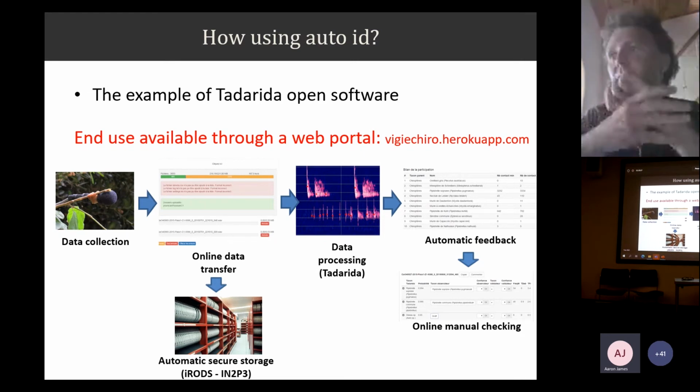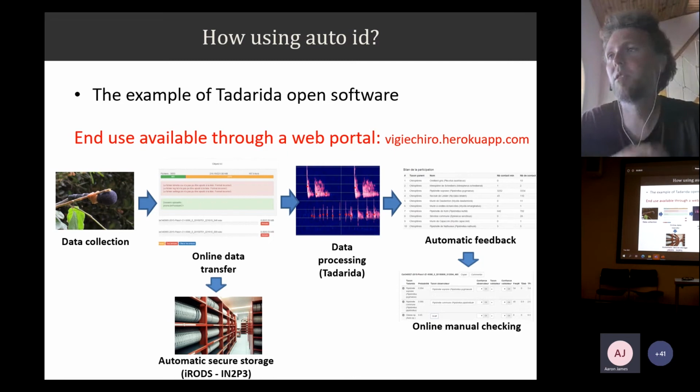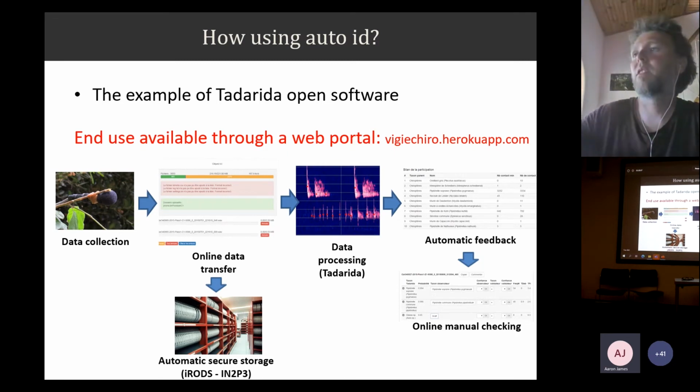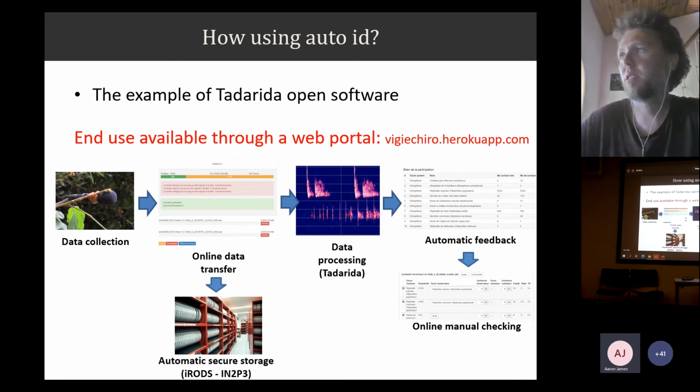It also has a relatively low carbon footprint because the long-term storage is made on magnetic tapes. So it is stored, and obviously it is also processed, and participants get automatic feedback and, like I said, are able to do some manual checking.